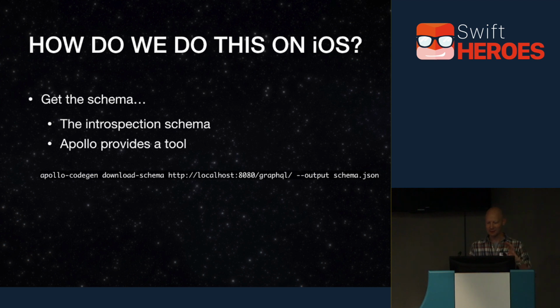It turns out there's a less readable schema, which is for the client, for mobile apps or whatever it is, called the introspection schema. And Apollo provides a tool to extract that from your server. So with your CocoaPod installation of Apollo, you can run this nice command in the terminal, and that will pull down the schema from your backend.